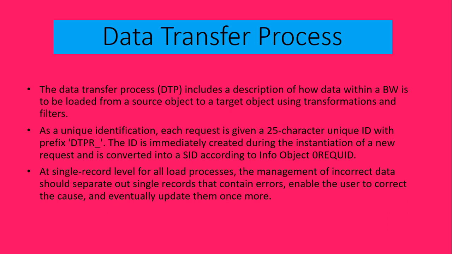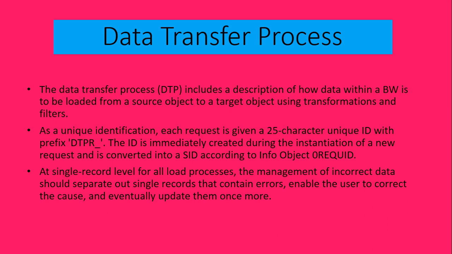So DTP comes into place when we move the data within the BW system. Once the data is loaded from the ECC system to the BW system through the info package, that data which has been extracted from the ECC system by the info package needs to be distributed among different data targets, and to distribute that data to the different data targets, we use DTP.